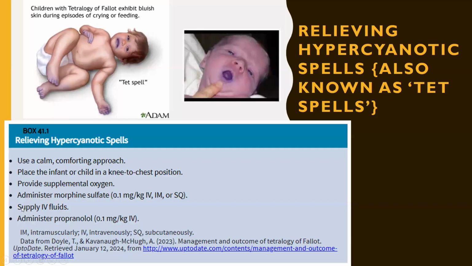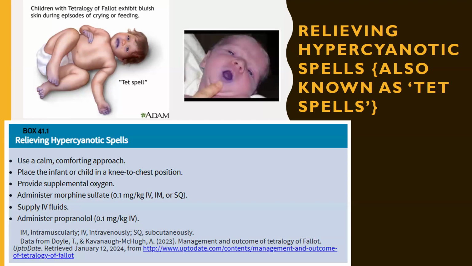Now, this is where I was talking earlier about those TET spells or hypercyanotic spells. And so you can see the little blue baby, like really blue. That's a TET spell. They'll have bluish skin when they cry or feed or when they're really exerting themselves. So how do we relieve that? Well, first of all, you're going to be very calm and comforting when you approach the child. You may be freaking out inside, but you're not going to show that.